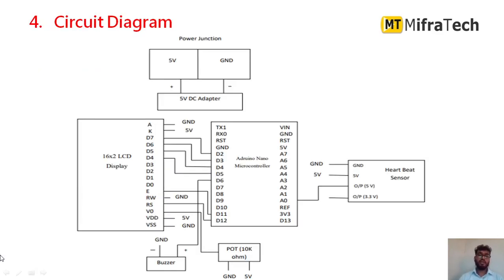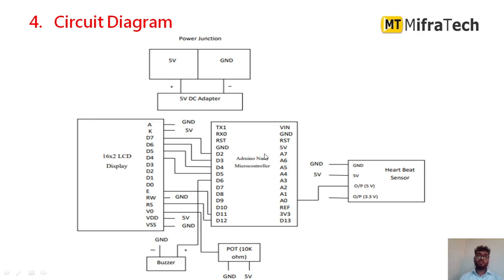So this is our circuit diagram for this project. As you can see, the main components are the Arduino Nano microcontroller, a heartbeat sensor, a 16x2 LCD display, a buzzer, and a 5V DC adapter. Here, in order to provide common power supply and ground to all the components and the controller, we are using a power junction. The power junction mainly has two pins, ground and 5V. From the 5V DC adapter, the positive pin I have connected to 5V of this power junction, and the negative pin I have connected to ground of this power junction. So from this power junction we can provide power supply and ground to all the components.